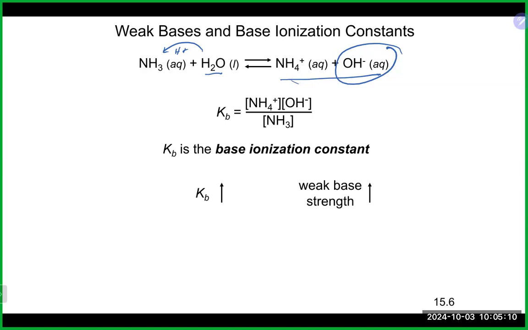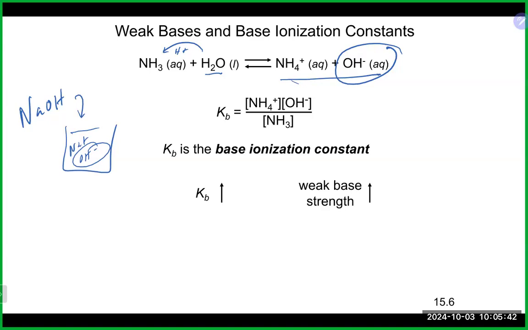For our strong bases, obviously they would be much stronger than any weak base because all they have to do, like something like sodium hydroxide, is again go for a swim, and it's going to completely break apart into ions and produce a lot of OH minus really quickly. So again, a strong base is much stronger than a weak base, and we can compare the strength of weak bases by looking at the Kb values.